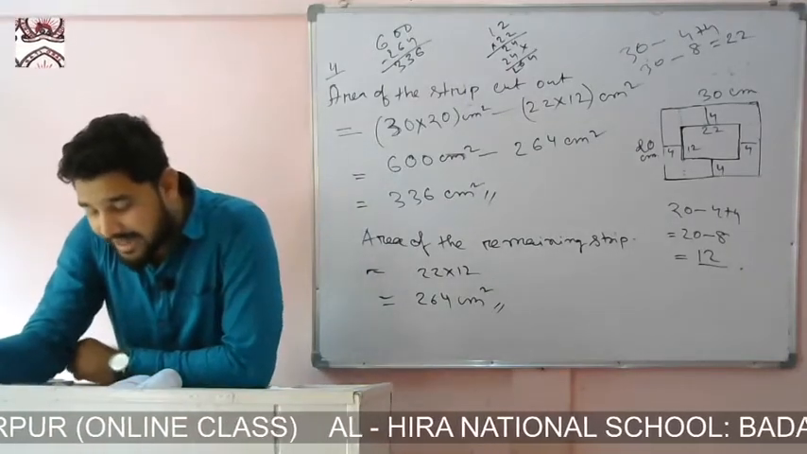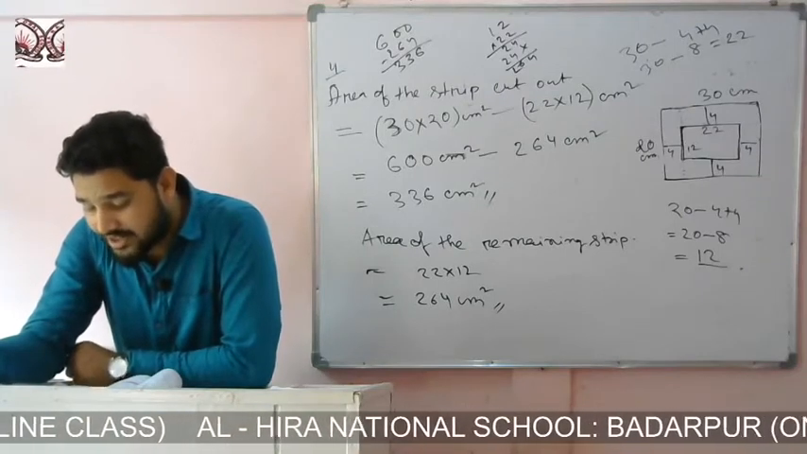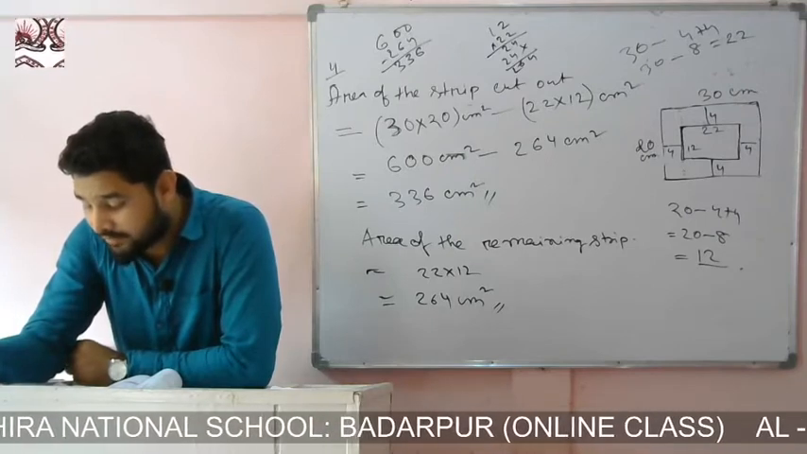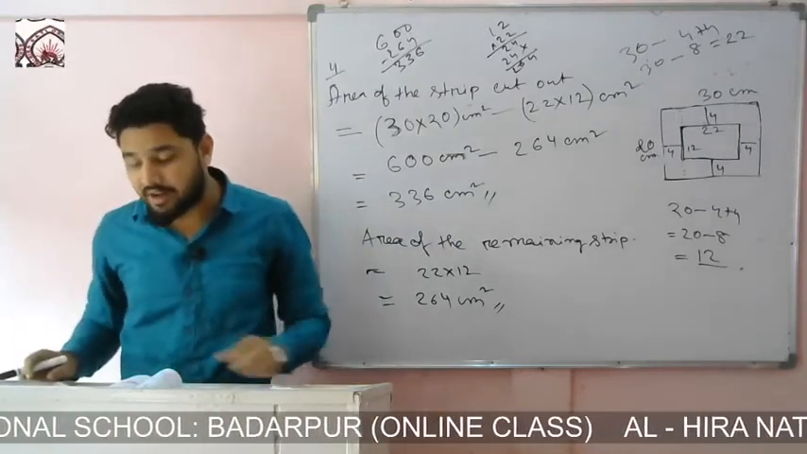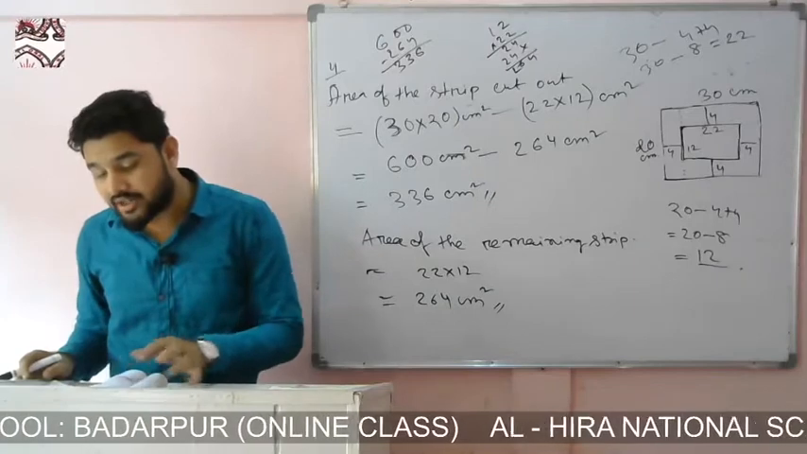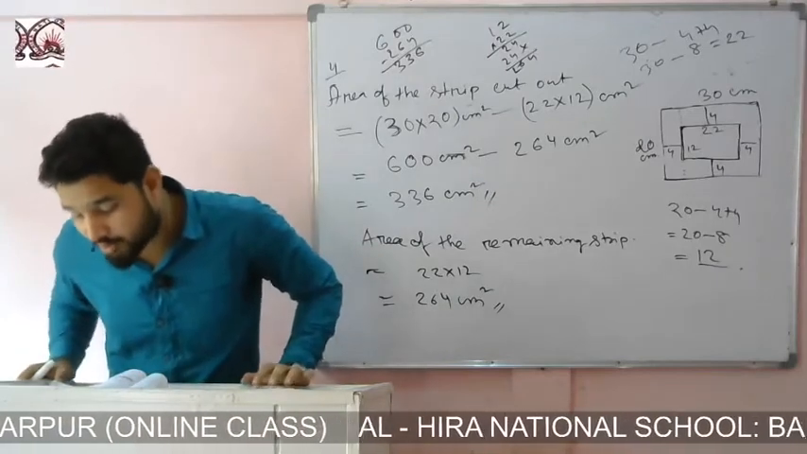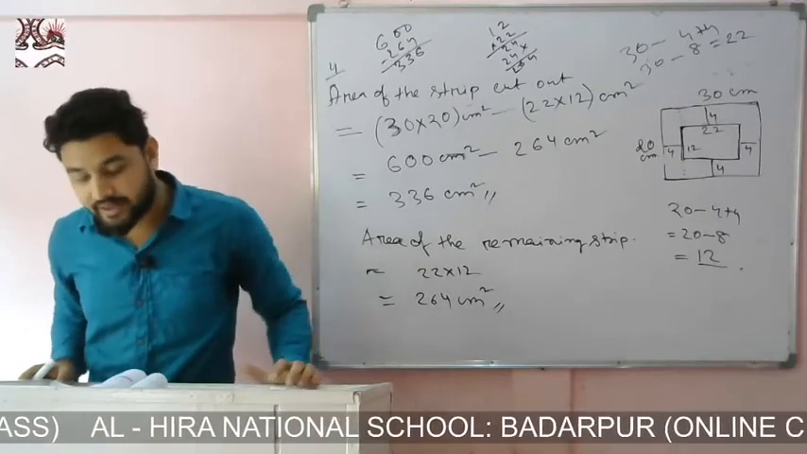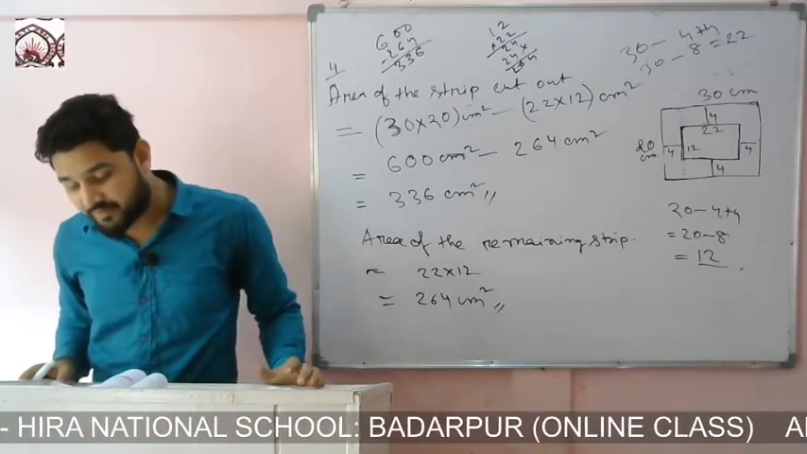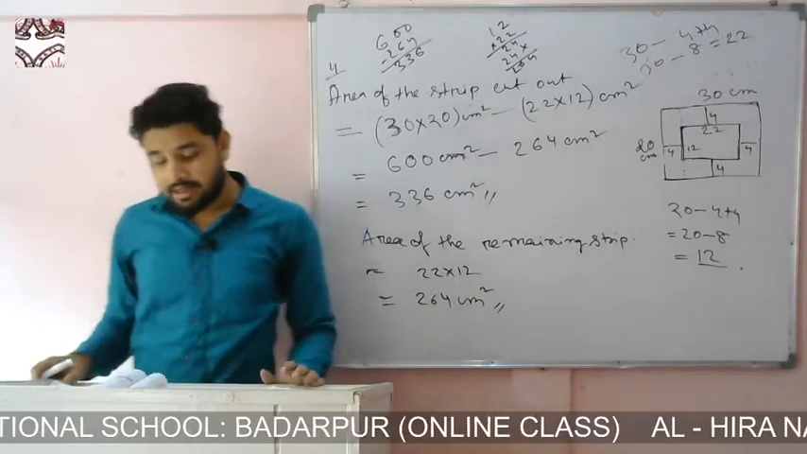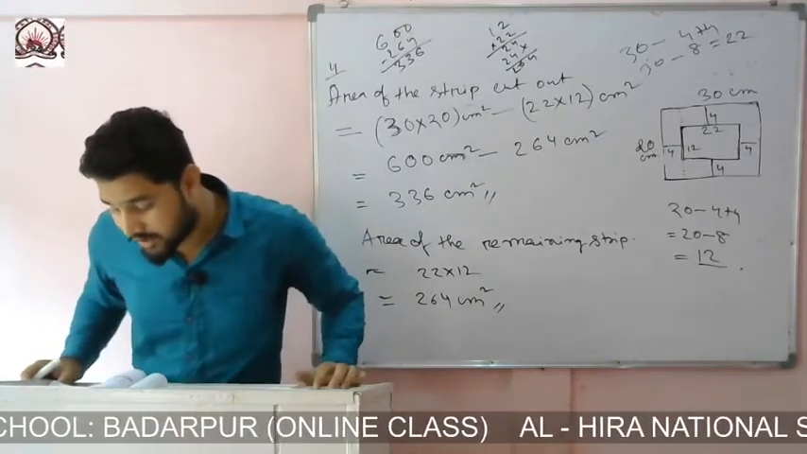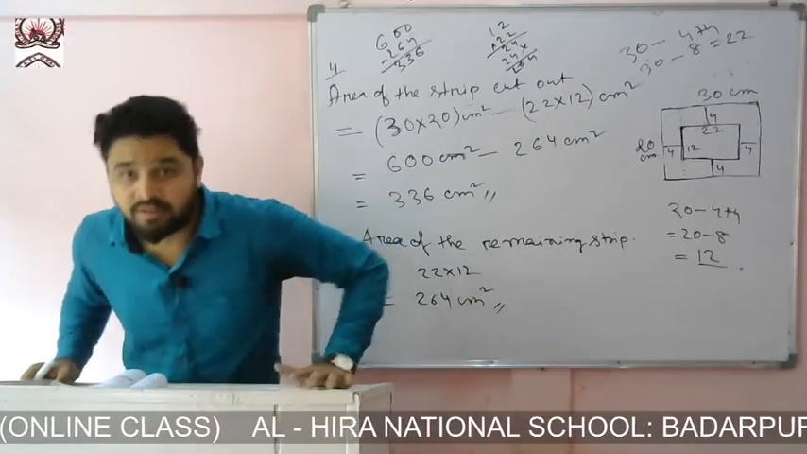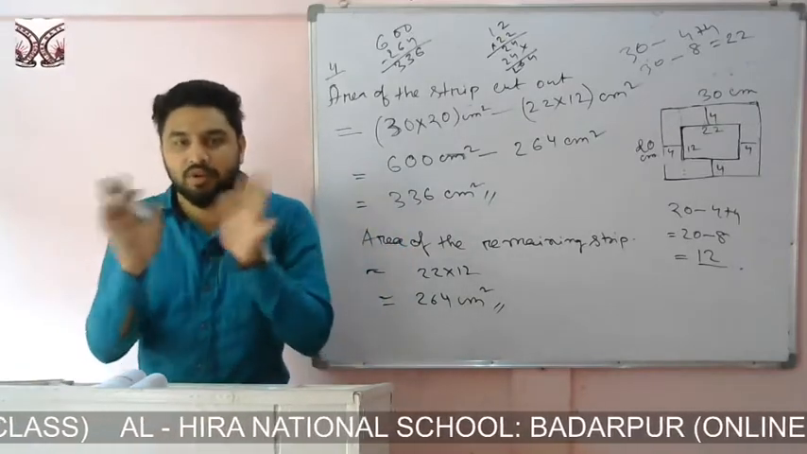Now come to question number 5. Find the area of the crossroad at right angles to each other through the center of the field. You see on the figure 5, this is the area. Okay, so we have to find what? Find the area of the crossroad. That means we have to find the area of the crossroad.